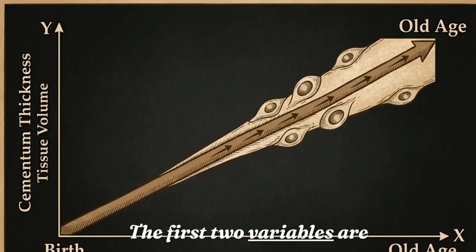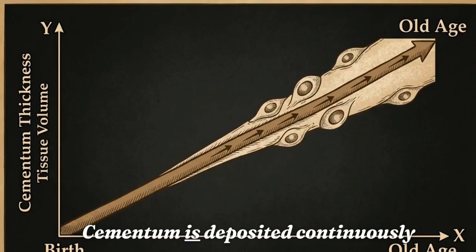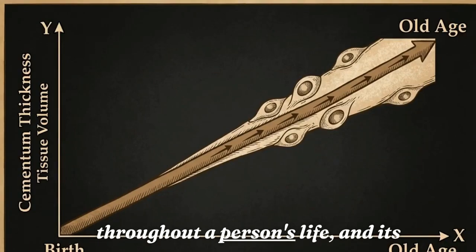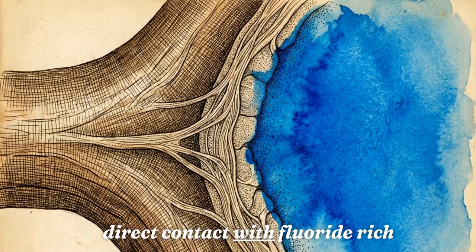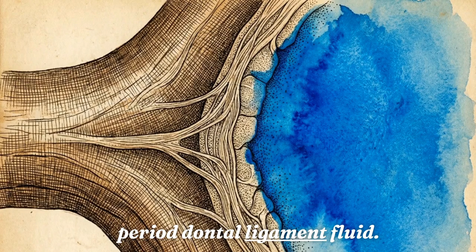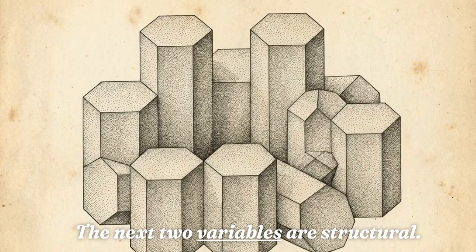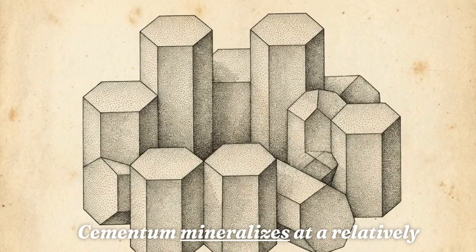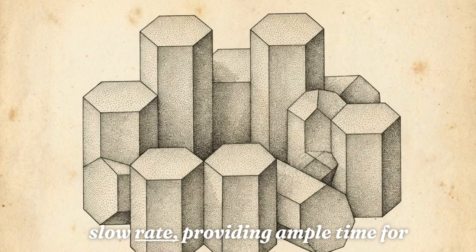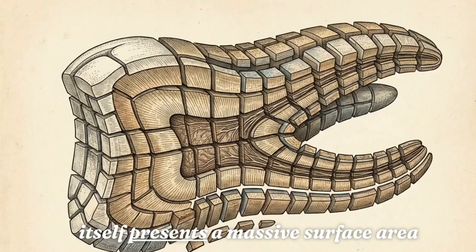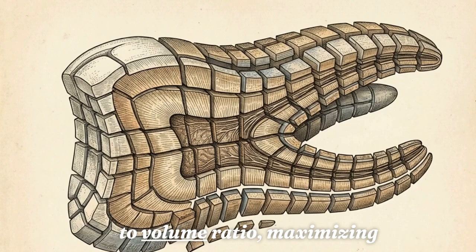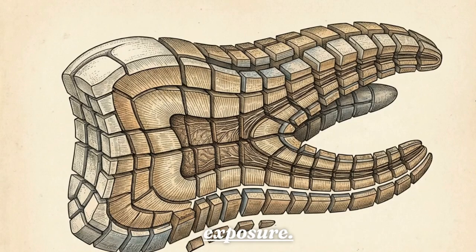The first two variables are environmental. Cementum is deposited continuously throughout a person's life, and its outer surface remains in constant direct contact with fluoride-rich periodontal ligament fluid. The next two variables are structural. Cementum mineralizes at a relatively slow rate, providing ample time for chemical integration, and the root itself presents a massive surface area to volume ratio, maximizing exposure.